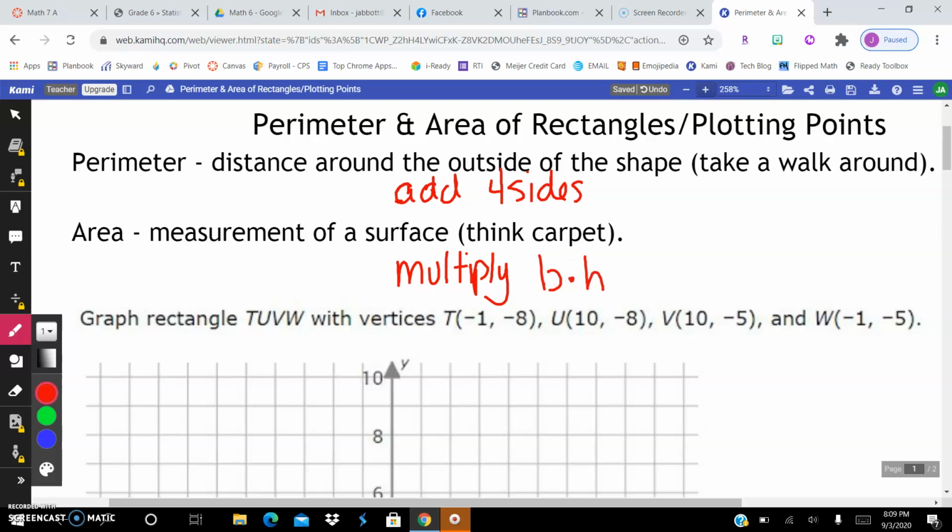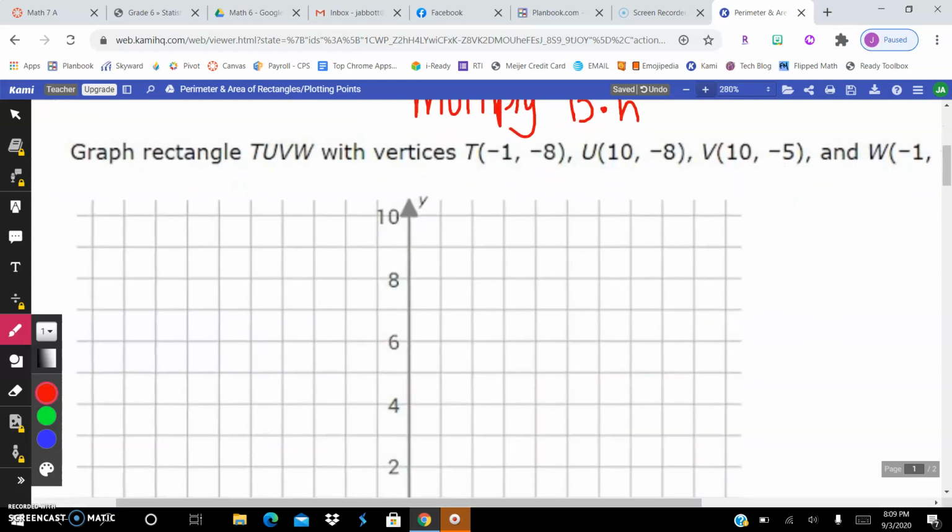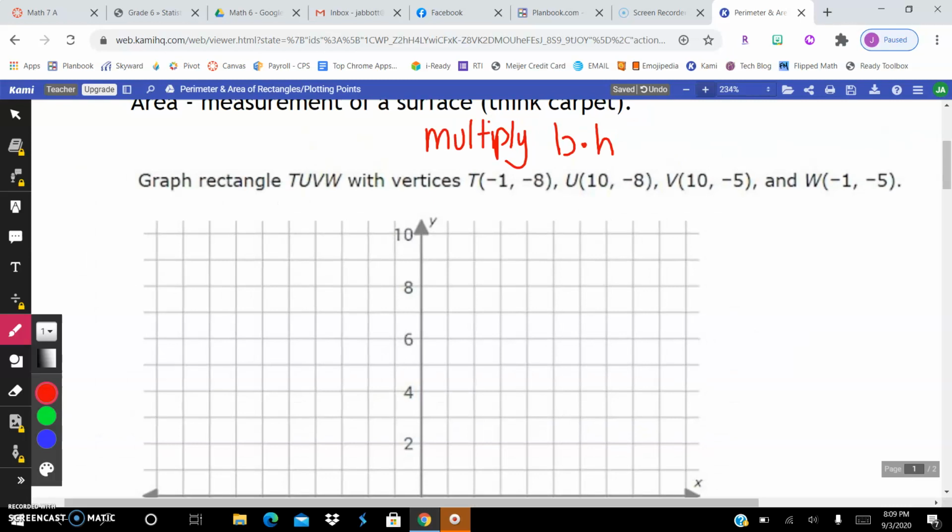Okay, so for our first example here, it says graph the rectangle TUVW with the vertices of -1, -8, 10, -8, 10, -5, and -1, -5. So for a refresher on plotting points, remember the first number is how far you crawl, and the second number is how far you climb. The crawl is your X value and the climb is your Y value.